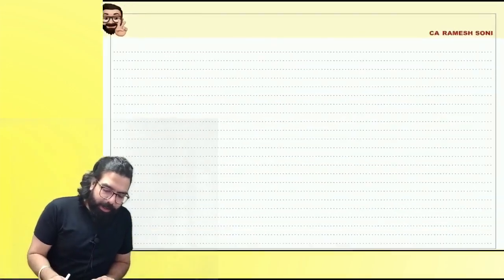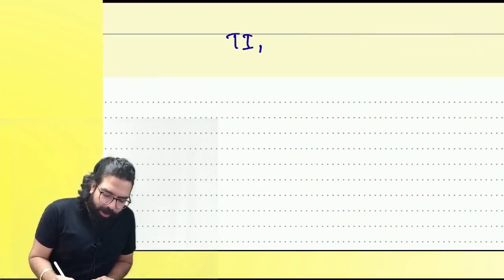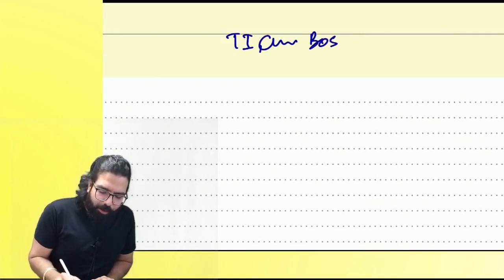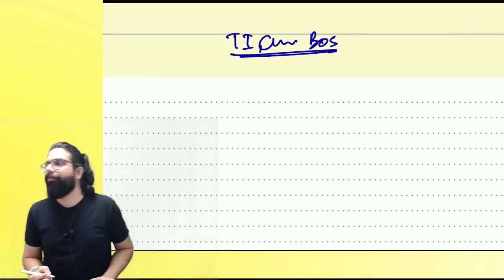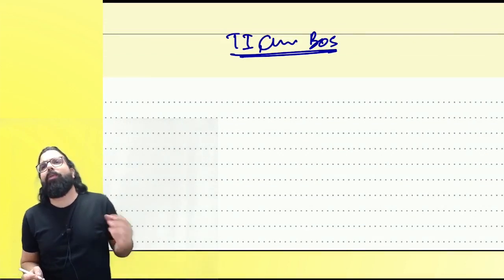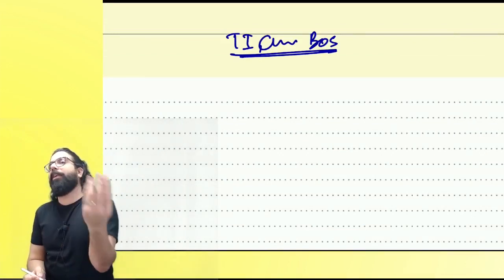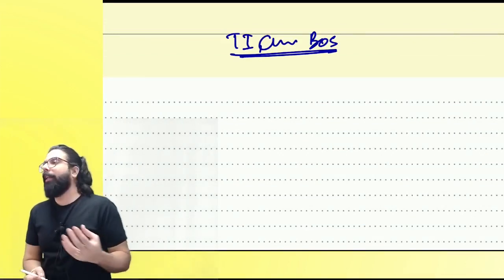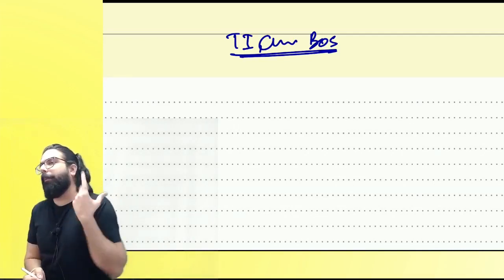Supposing I tell you that I am raising a tax invoice cum bill of supply. Do you know tax invoice cum bill of supply, everyone? What is it? When you are supplying to an unregistered person and you are supplying taxable as well as exempt supply together, then you will raise a tax invoice cum bill of supply.